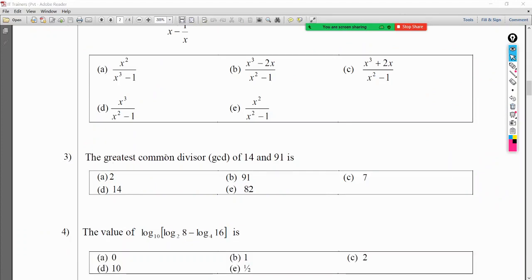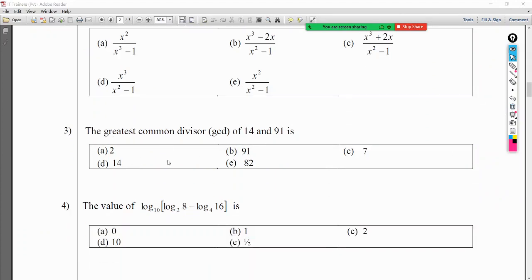Right, we did these kind of questions on the very first day. GCD of 14 and 91. Right, how to find the GCD of numbers? You have to find the prime factors. Right, prime factors. So let's find the prime factors. 14. 2 into 7. Right, that is your prime factor. 91. Is 91 a prime number?